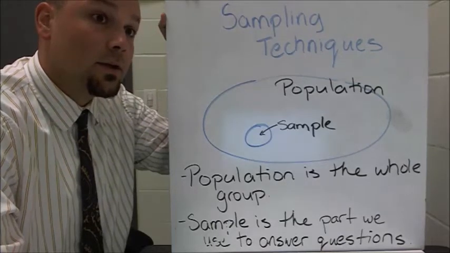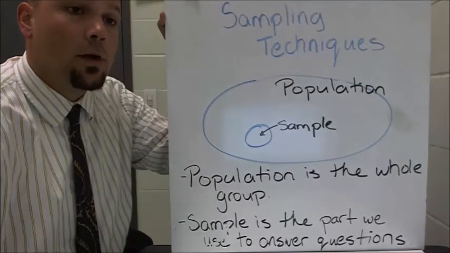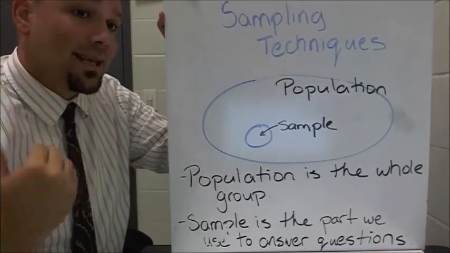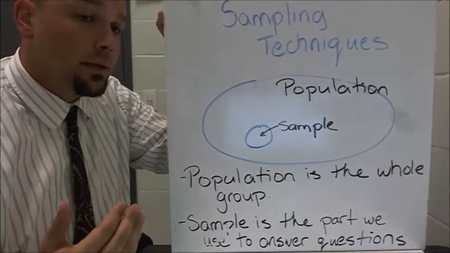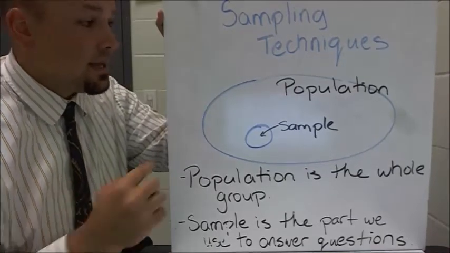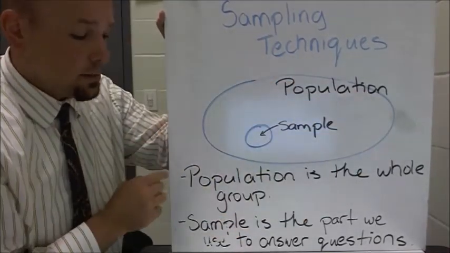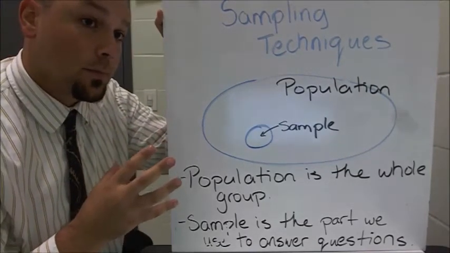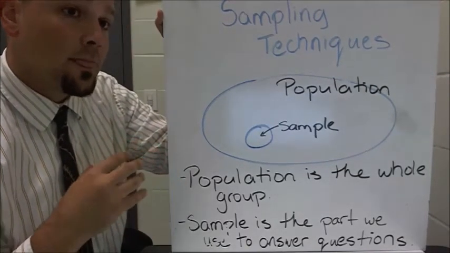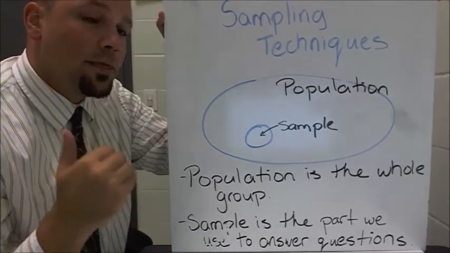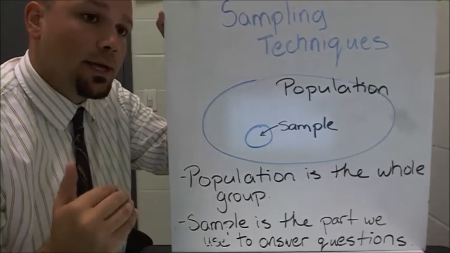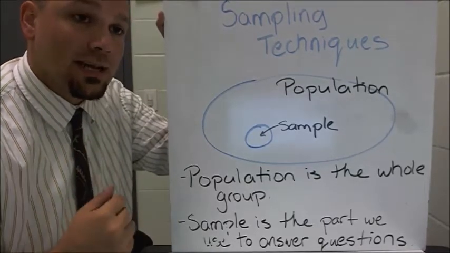Hi. So today we're going to talk about what we call sampling techniques. When we say sampling, what we mean is that in statistics, there's a population, and the population is the whole group that we want to talk about. For example, if we want to talk about what the favorite food is of the students at Castlebrook, the population is all of the students at Castlebrook.